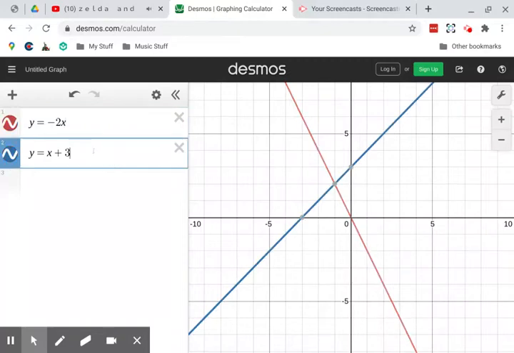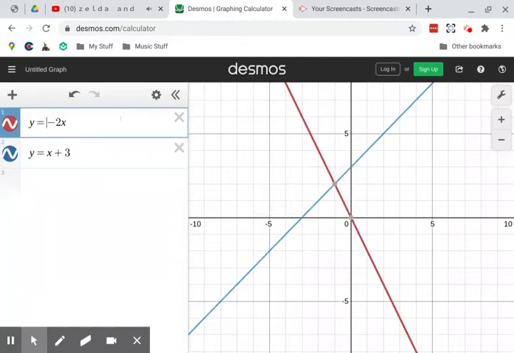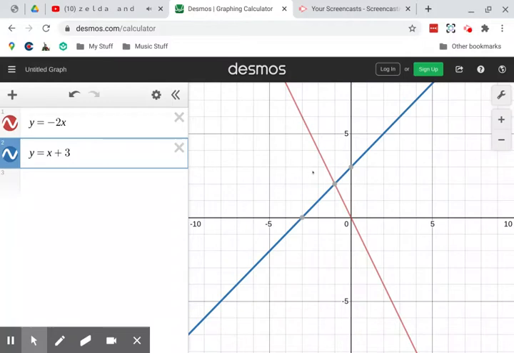This one is y equals x plus 3. That's this blue line here. As you can see, this one has a negative slope, so it's going down. This one has a positive slope, so it's going up. And we have been graphing a little bit last unit. We graphed some parallel and perpendicular lines, and we saw that the perpendicular lines, of course, cross.